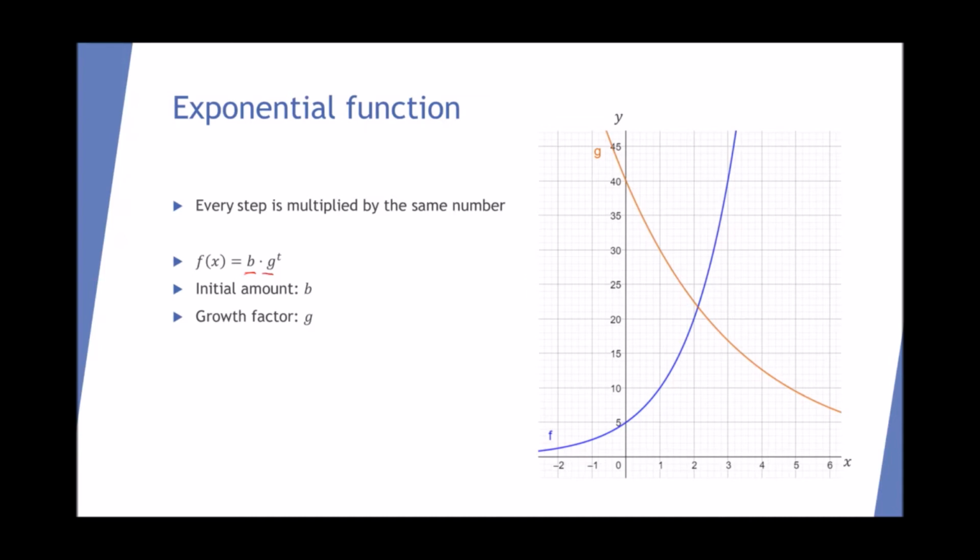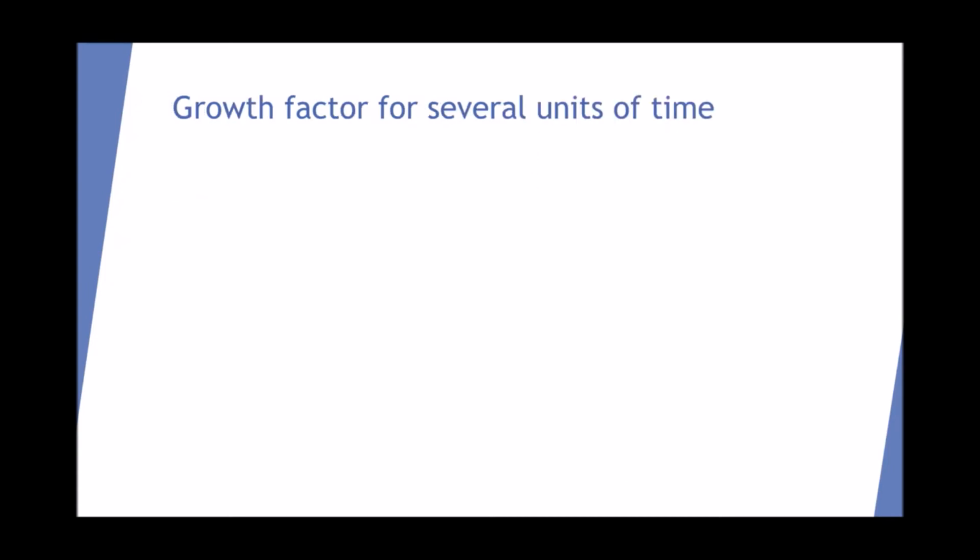Now you don't have to be able to get the function from the graph, but as an example, the function for graph f here would be given by 5 times 2 to the power of t, because it starts at 5 and it doubles every step of the way. So that's just a reminder about what an exponential function is. Let's have a look at the growth vector.